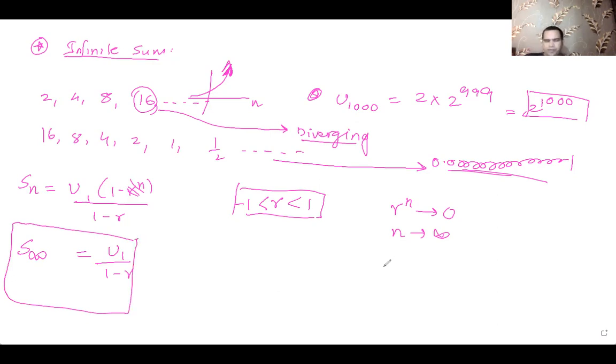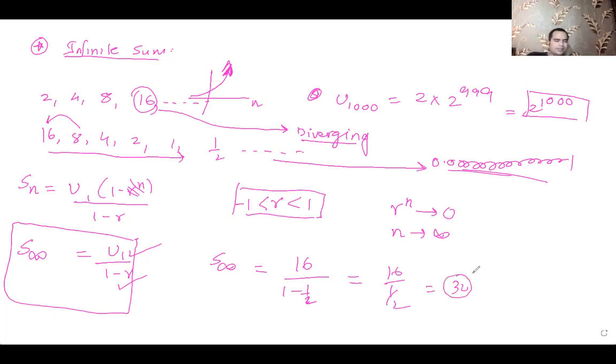And your S infinity formula is u1 upon 1 minus r, and this is the maximum sum that this particular sequence can achieve. So let us say I have to find S infinity for this second sequence, where 16 is my first term, upon 1 minus half, since the ratio is half for this sequence. So you get 16 upon half, which is nothing but 32. So if S infinity is 32, it means that even if I keep adding all the terms of the series, it will never cross above 32.